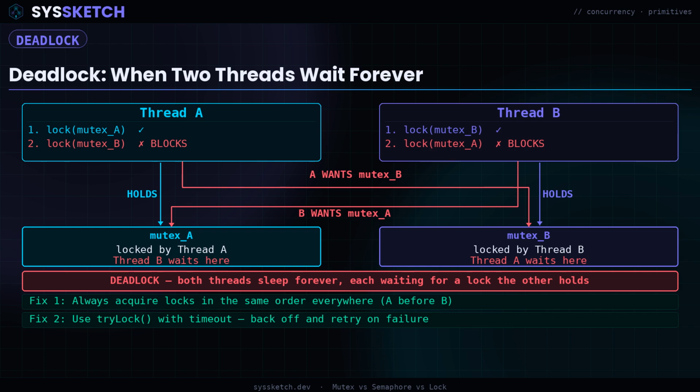Fix 1. Always acquire locks in the same order everywhere in your codebase. If every thread locks A before B, the cycle cannot form. Fix 2. Use try-lock with a timeout so threads can back off and retry rather than sleeping forever.